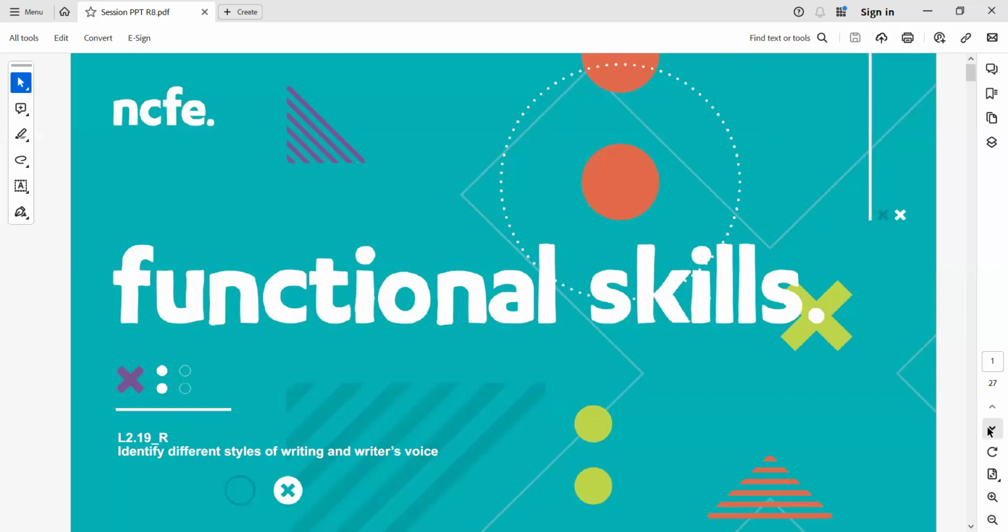Okay, let's get started. So today in our functional skills, we're looking at styles of writing. Sorry, I thought I had the wrong slides open, but it is the correct one. So we're looking at different styles of writing in the text that we read.